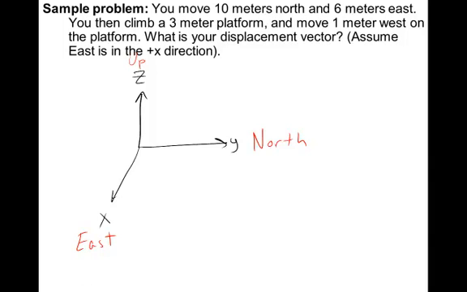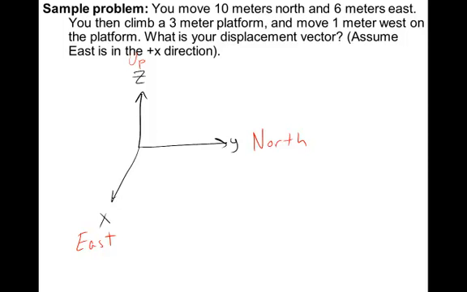All right, let's say you move 10 meters north and 6 meters east. You then climb a 3-meter platform and move 1 meter west on the platform. What is your displacement vector? Assume east is in the positive x direction.